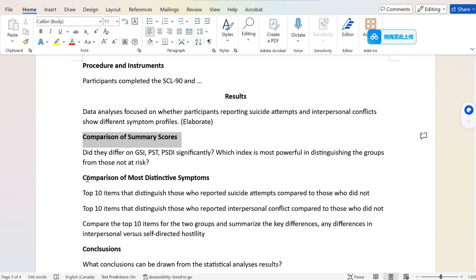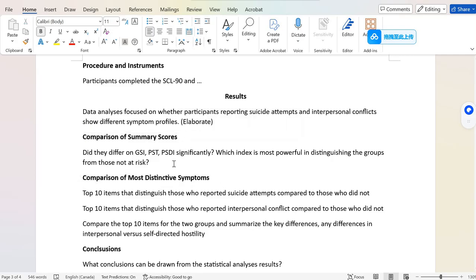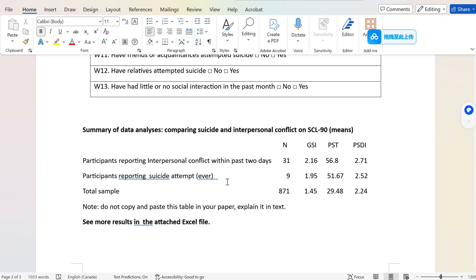Here's a level 2 heading. Level 2 heading, the two main areas of data analysis. We start with the global scores, summary scores. You can call it a summary score, or you can use a global score. These results are given in the instructions.